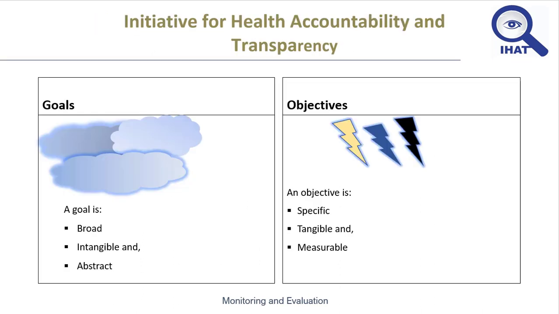Let us look further at the differences between goals and objectives. A goal is broad, while an objective is specific. A goal is intangible, while an objective is tangible. Goals are abstract, while objectives are measurable.